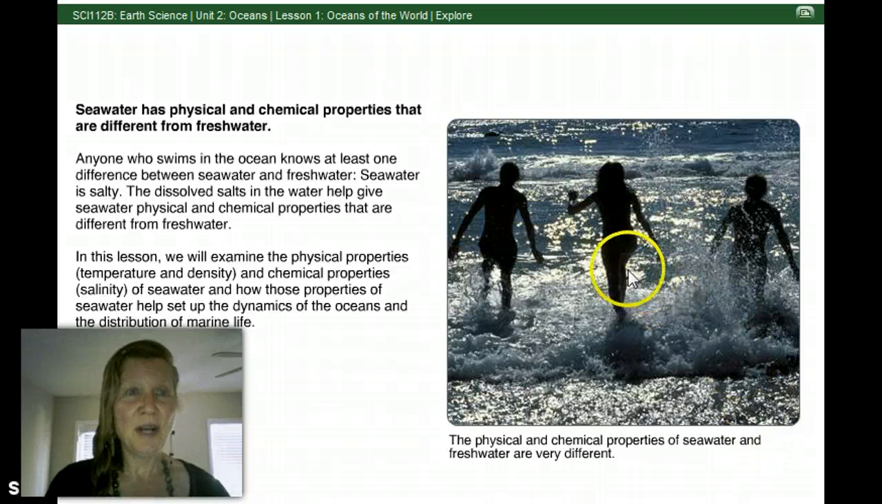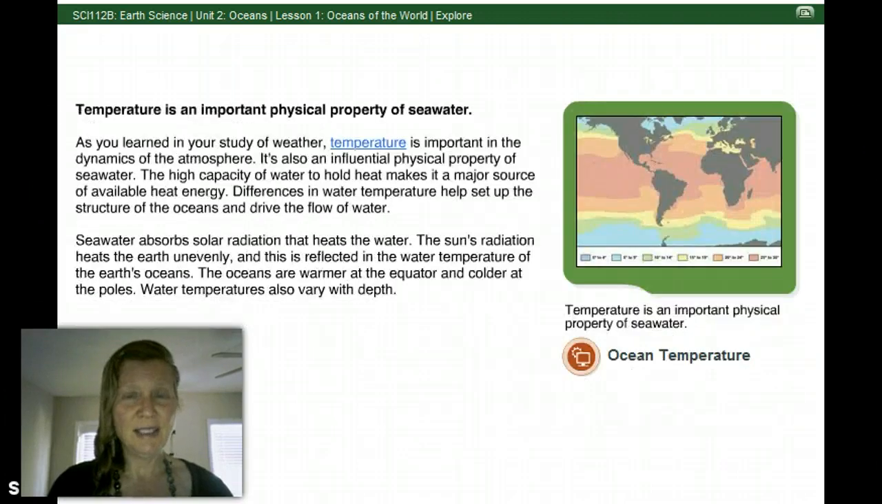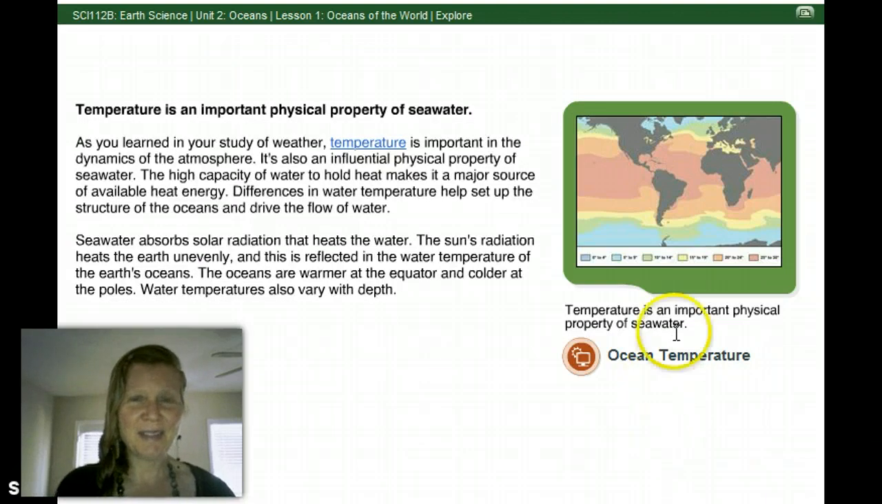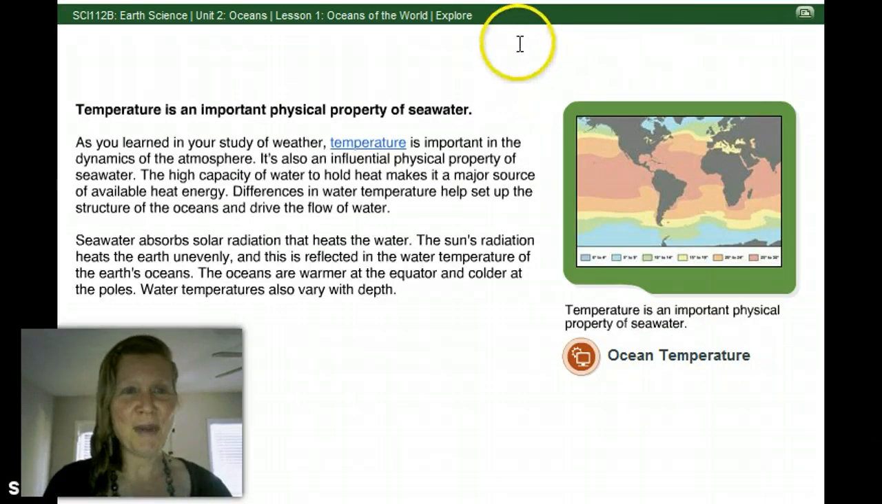We know that seawater has very different properties than fresh water, and one of them is the chemical property we call salinity, and how these dynamics distribute the different types of marine life that are found. And you can hear some of the marine life in the background. I'll tell you about that ocean sound you're hearing in just a moment.